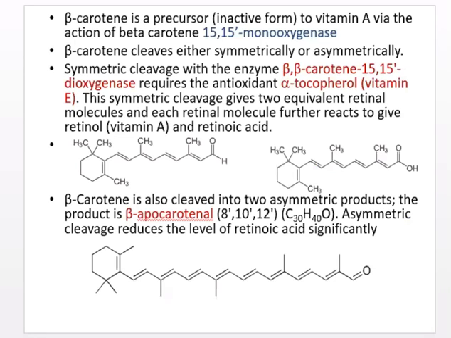Beta-carotene is also cleaved into two asymmetric products. The product is beta-apocarotenal, which I have already given you as an assignment. Asymmetric cleavage reduces the level of retinoic acid significantly.